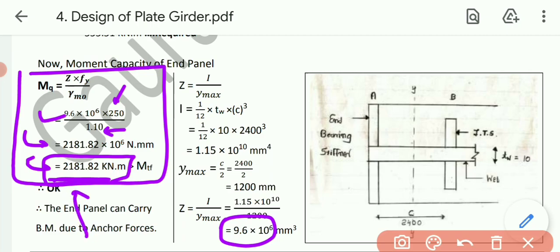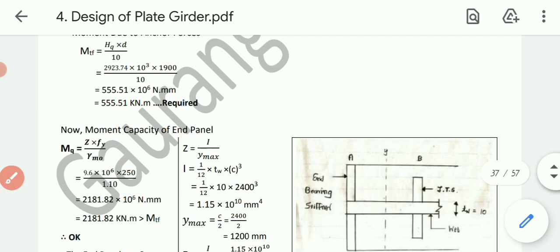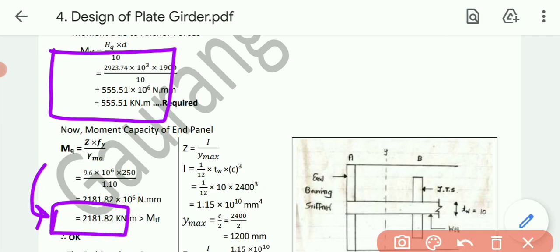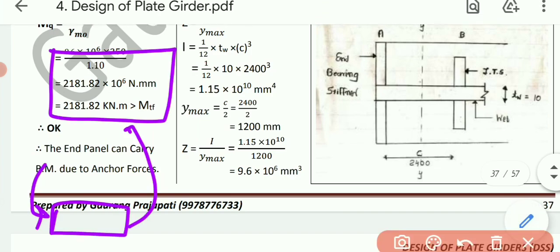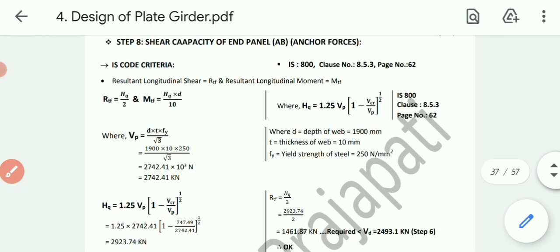Now this indicates the moment capacity of the end panel, meaning the end panel is capable of carrying this much bending moment. Now it should be greater than the requirement of Mtf. We have already calculated Mtf earlier. Just a minute, Mtf is over here, you can see. Mtf is 555.51, and over here is the moment capacity of the end panel, which is greater than this one. So our end panel is capable of carrying shear force and bending moment. Okay, so the end panel can carry bending moment due to the anchor forces. Clear? So this one is step number 8, that is shear capacity of end panel.